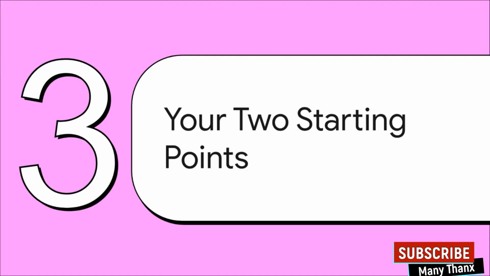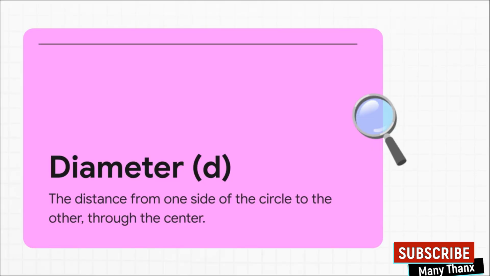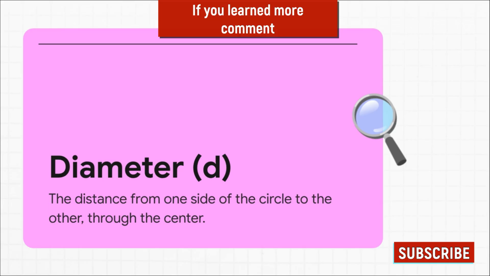All right, so we've got our secret weapon, pi. But, to actually use it, we still need one more piece of info about our circle. Luckily, there are two really simple measurements we can use to get the ball rolling. First up, you've got the diameter. The easiest way to think about this, it's the line that cuts a pizza into two perfect halves. It's the full distance straight across the circle, and it has to go right through the center point.